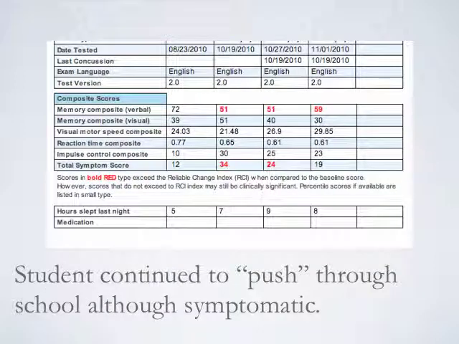Let's look at a case where a student tried to push through the school day, although being symptomatic. As you can see, 10:19 when we took our first post-injury test, all the way to 11:1, this was a student that, although they had symptoms, you can look down at the symptom score where it was at 34, 24, then back down to 19, so there was improvement there. There was no real improvement in the memory composite.